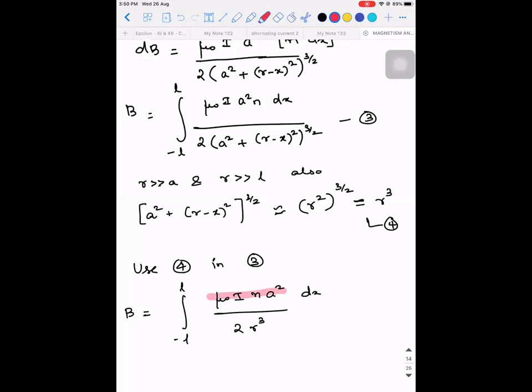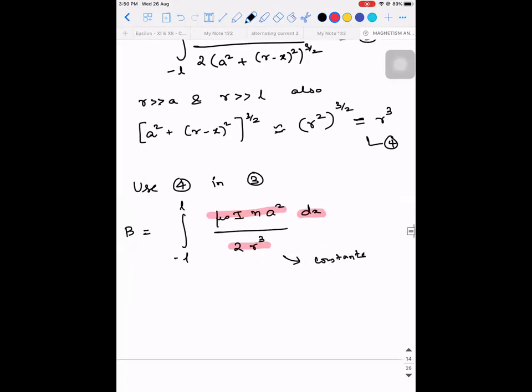Constant. So this whole thing is a constant because none of them are dependent on whom? None of them are dependent on x. Right? So all these things are constant. If they are constants, what can be done to them? They can be taken out of the integral. When you take them out of the integral, you get mu naught I n a square divided by 2 r cube into the integral of minus L to L dx.